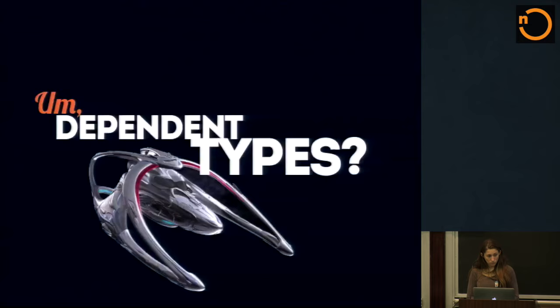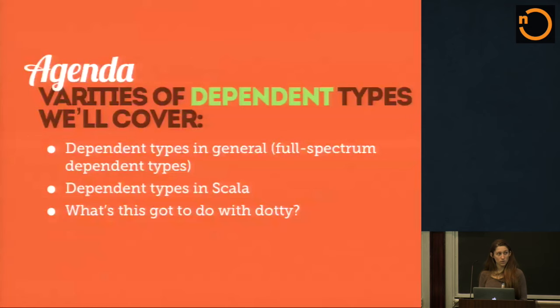And then the last thing I wanted to briefly hopscotch over is dependent types. I don't know if anybody's heard of these things before. I'm not going to give you an academic treatment of them. My goal is to try and be a little bit intuitive. So I want to tell you first what dependent types are in general.